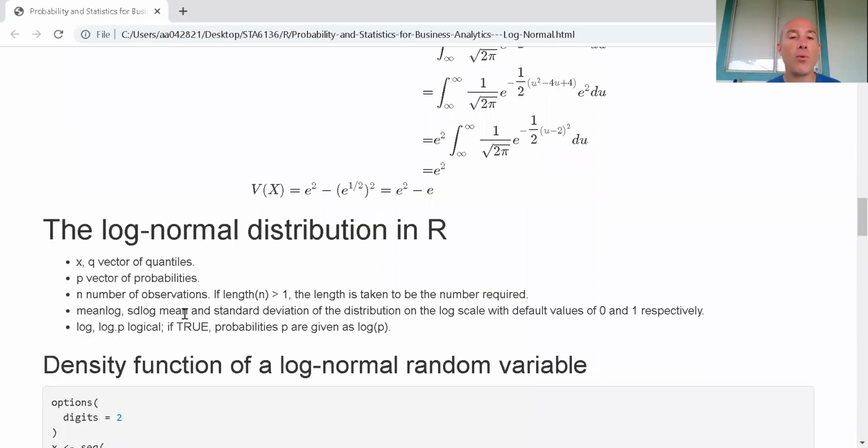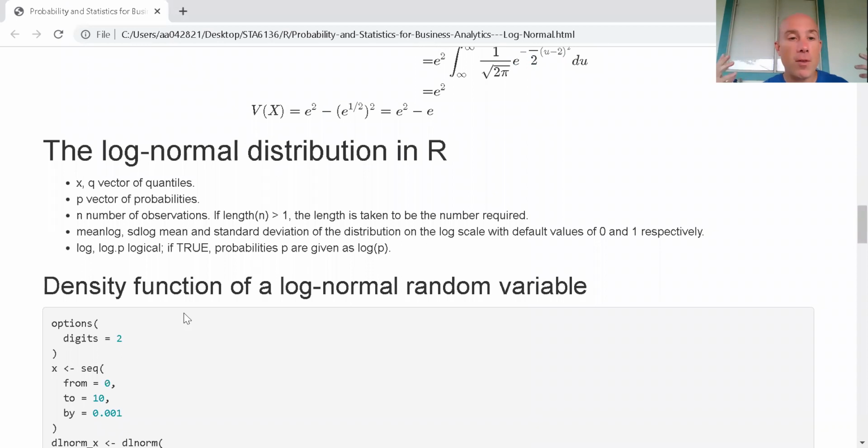Now let's take a look at the log normal distribution in R. This is very similar to what we've looked at for the other distributions in R. The main difference is that when I do my mean and standard deviation, I don't do mean and standard deviation. I do mean of log, standard deviation of log, and you'll notice that the default is 0 and 1. So what I'm doing is I put in the parameters of the corresponding normal random variables, and then R goes ahead and converts over for me.